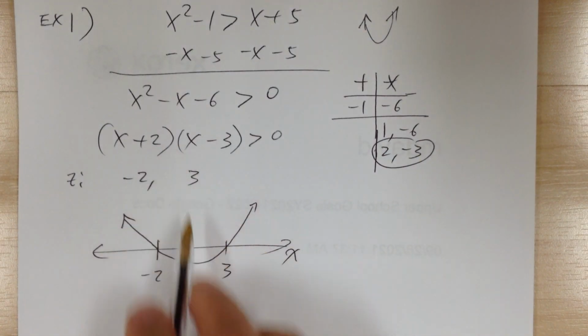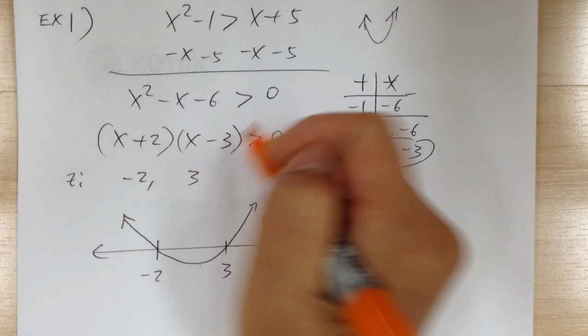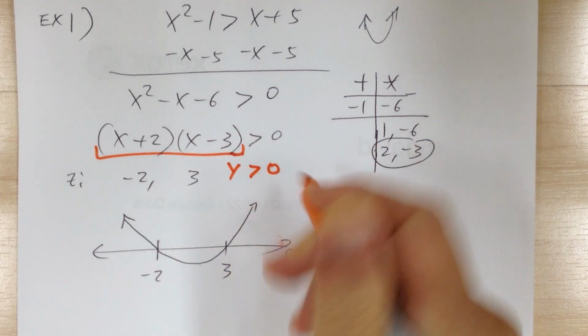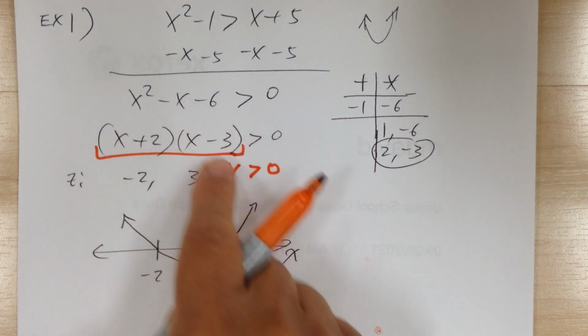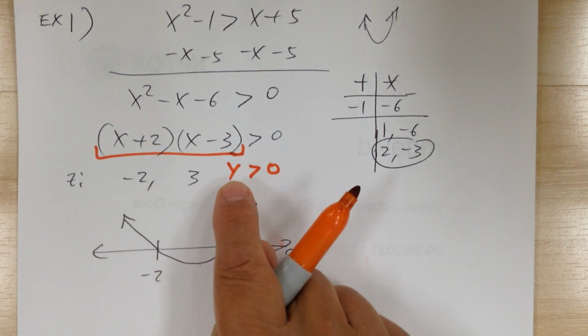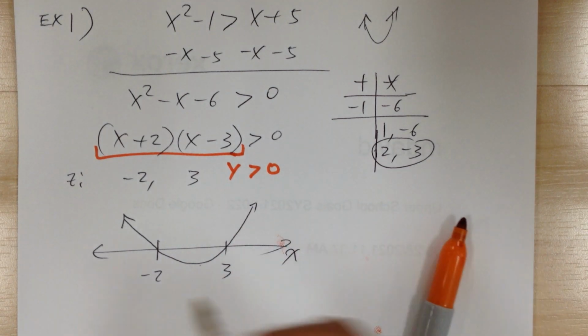Once you sketch that, the next thing you have to do is look at these. Remember, y is a function of x. So think of this whole thing as your y. You're going to have y greater than 0. Again, the whole thing is equal to y, and y is a function of x. So the part of the graph you're looking for is y greater than 0.